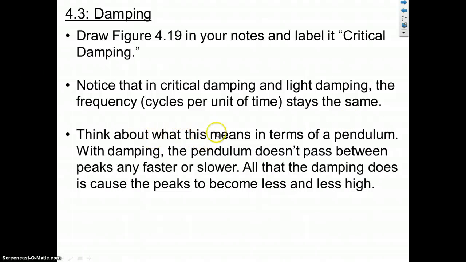So think about what this means in terms of a pendulum. With damping, the pendulum doesn't pass between the peaks, between the maximum displacements, any faster or any slower. The only thing the damping does is cause those peaks to become progressively less and less high as time passes.